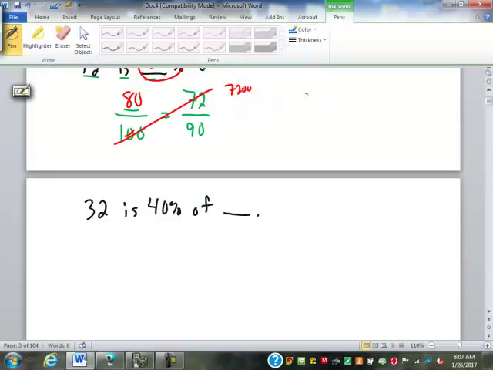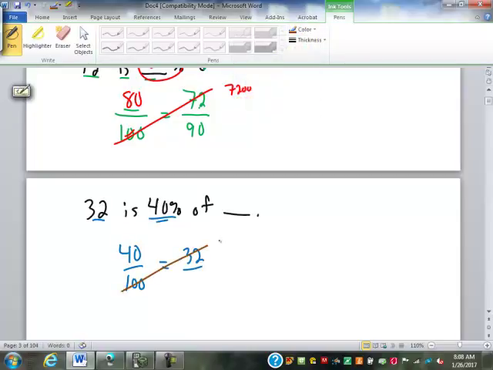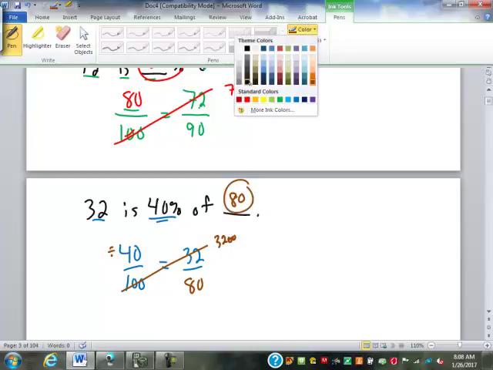How do I set this one up? 40%, so 40 over 100. 32 is 40, so 32 goes with the 40 over my missing number. And we'll cross multiply and divide. 100 times 32 is 3,200. Divided by 40 is 80. 32 is 40% of 80.